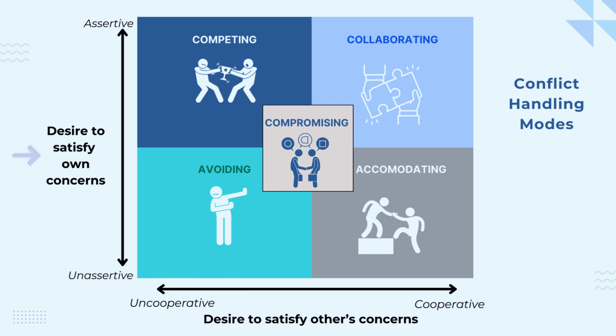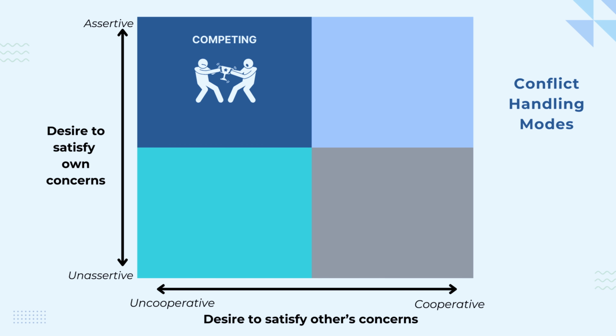And the TKI identifies 5 distinct conflict handling modes based on 2 dimensions. The first dimension is assertiveness. So that is the extent to which an individual attempts to satisfy their own concerns, right? And then the second dimension is cooperativeness, and that is the extent to which one individual attempts to satisfy the other person's concern. So these 2 dimensions define 5 specific strategies for managing conflict. So you see that in the image here. Based on those 2 dimensions, we've got 5 specific strategies for tackling conflicts.